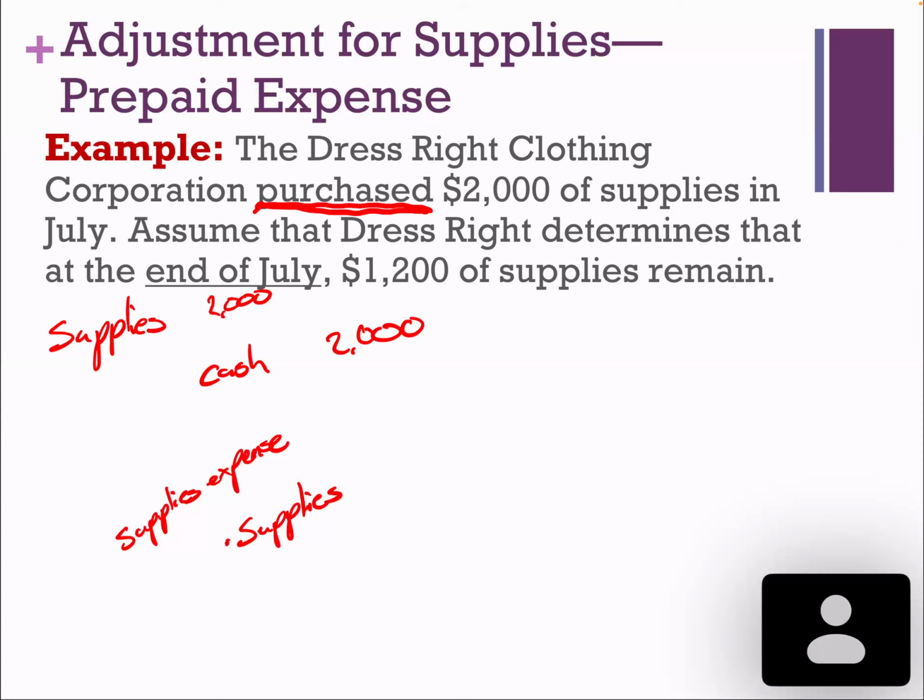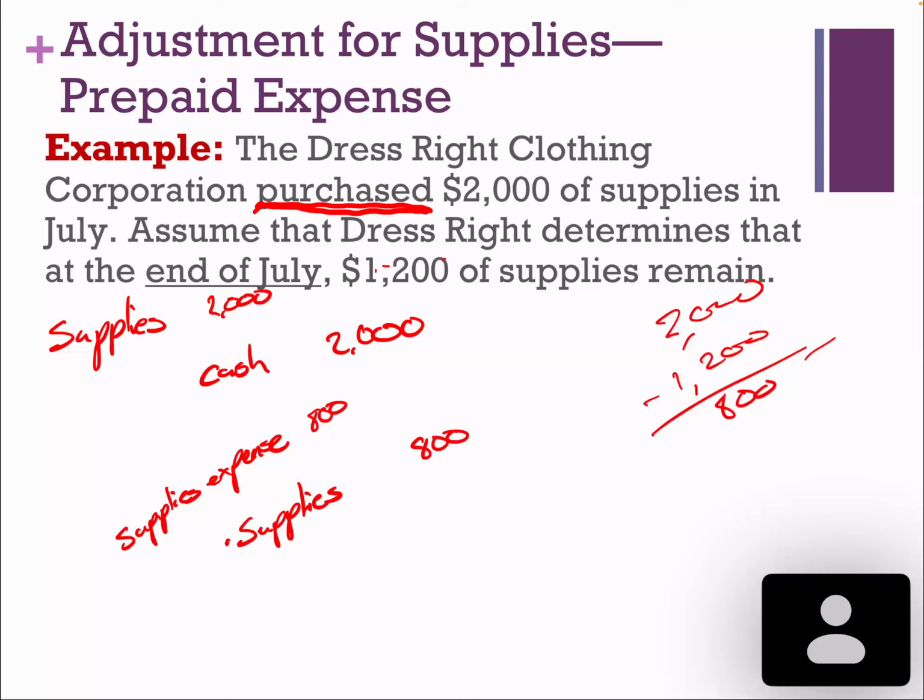Okay, it says we have determined at the end of July they have $1,200 of supplies. Therefore, 2,000 minus 1,200. So obviously we used $800 worth of supplies, and so that is what our debit is for, and that is what our credit is for. You see how that balances? Okay, so that's the first one.